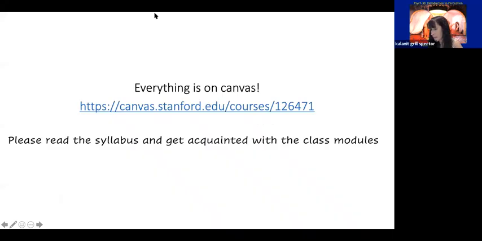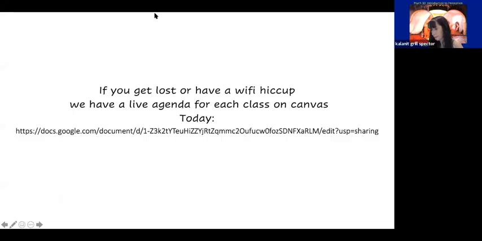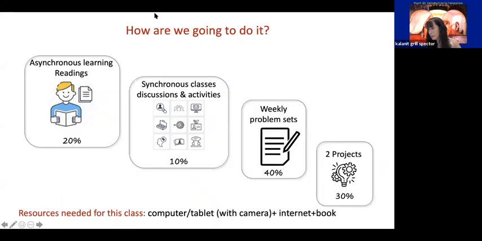So this is our Canvas, and please read the syllabus and get acquainted with the class. We talked about the live agenda. Now, how we're going to do the instruction this year: it's going to be a very unusual year because everything is going to be remote. There are also no exams this year, so everything is going to be done throughout the quarter with different kinds of activities. The first component of our class is the reading. Each module you're going to have some reading and answer some questions for us, and that's about 20% of your participation.